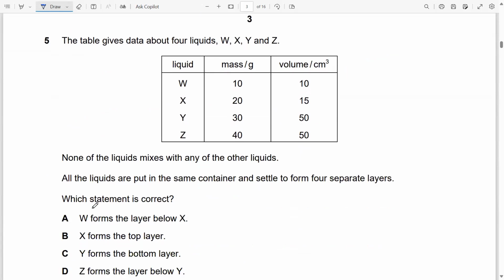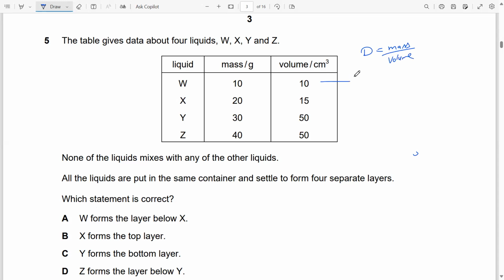Question 5. The table gives data about four liquids W, X, Y, and Z. None of the liquids mixes with any of the other liquids. All the liquids are put in the same container and settle to form separate layers. Which statement is correct? We know that the liquid with the highest density will be at the bottom and the one with the lowest density will be at the top. So first of all, let's calculate the density. Density is given as mass upon volume.